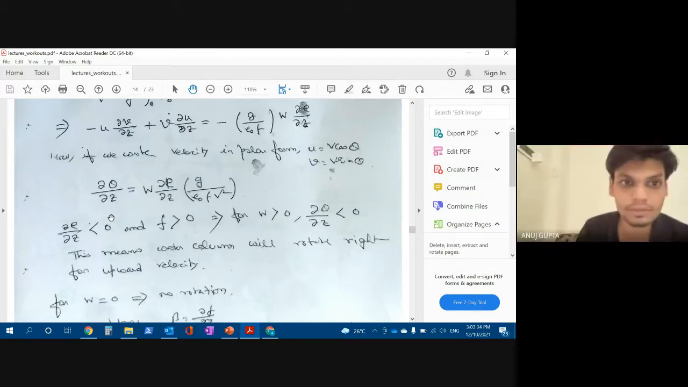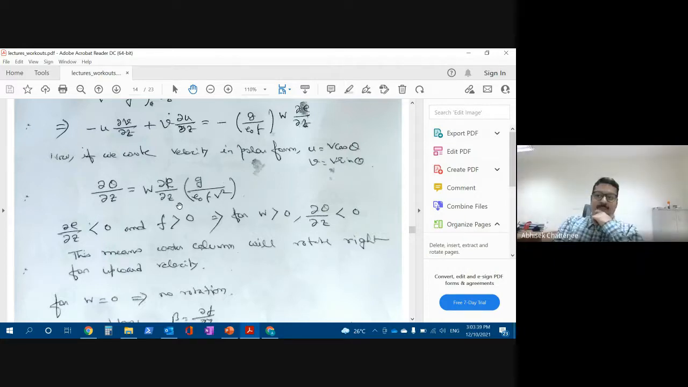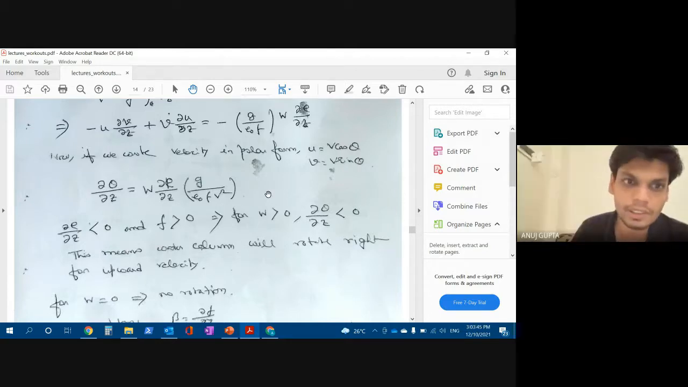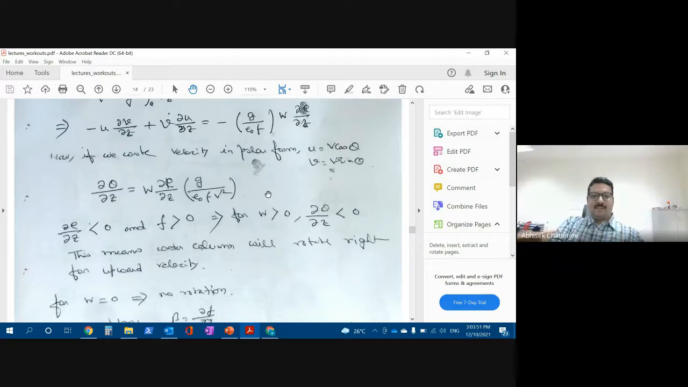Got it? Yes, sir. Let the others also get it. So you basically get cos square theta plus sin square theta, which is equal to 1. V square we take on the right hand side. Okay, so this is what we got in the polar form of that equation.